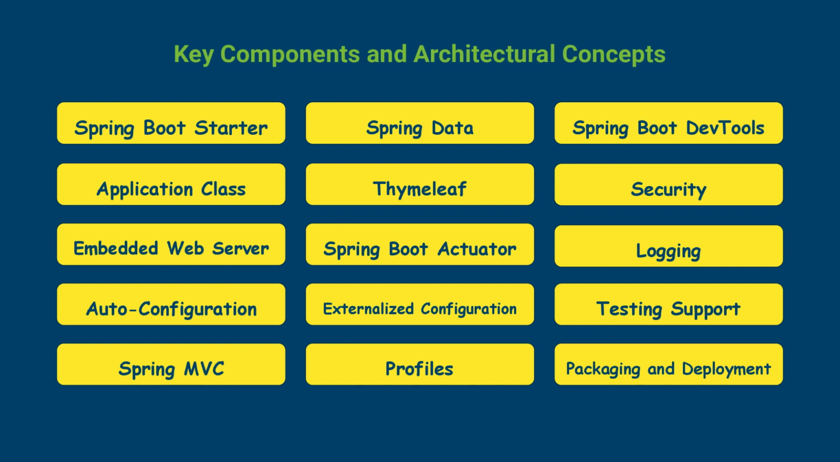This architecture provides a robust foundation for building scalable, maintainable, and production-ready Java applications with minimal boilerplate code. The use of conventions, starters, and auto-configuration features in Spring Boot streamlines the development process, allowing developers to focus on business logic rather than infrastructure concerns.